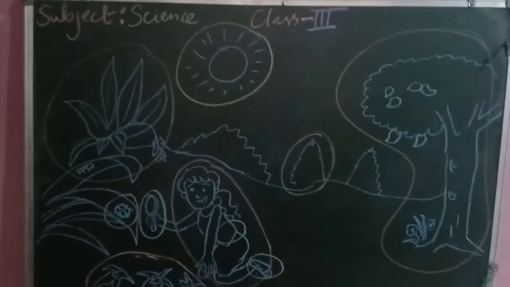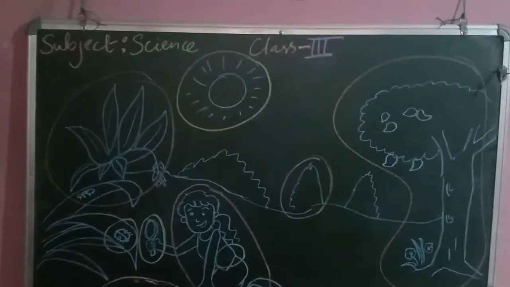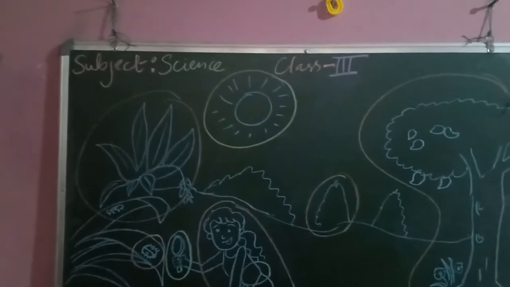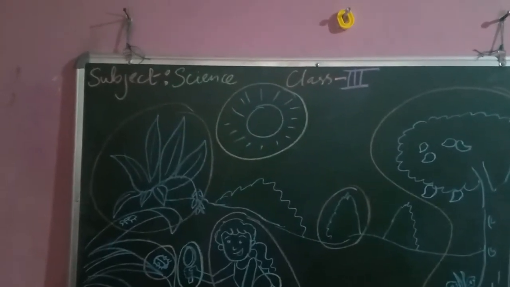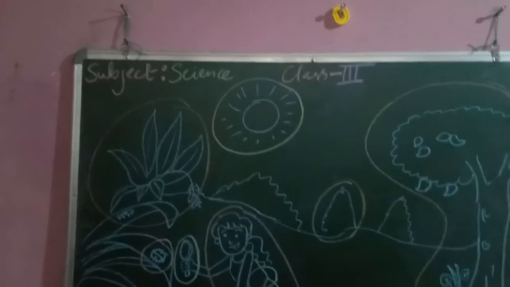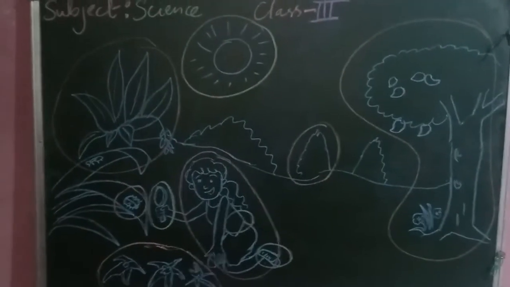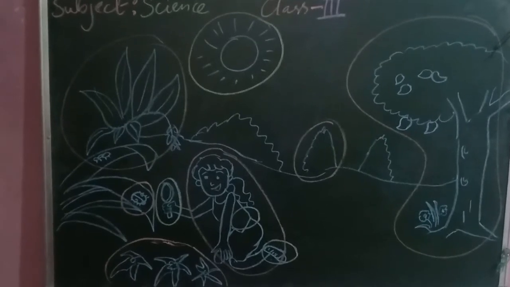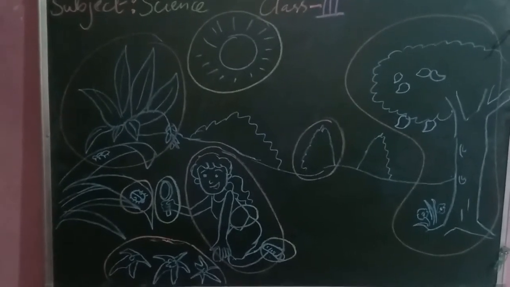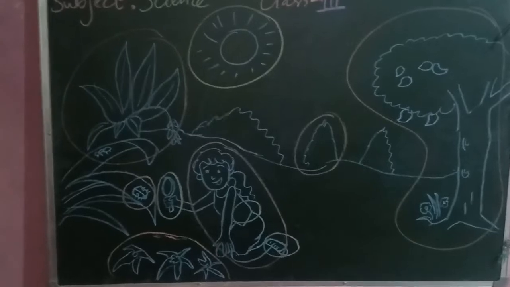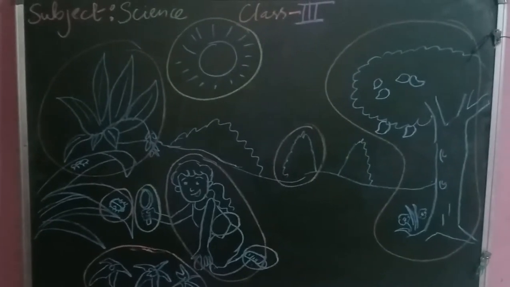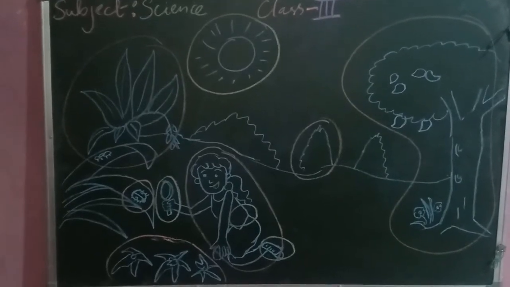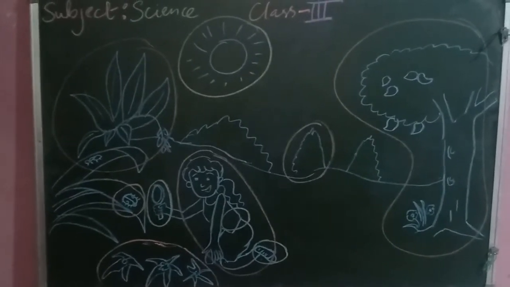In this picture we have living things like the ant, the insect, then the tree, the girl, and small plants. Apart from these, the rest of them are non-living things. The sun is also a non-living thing. The magnifying glass which she is holding is also a non-living thing. The clothes she is wearing and the shoes she is wearing are also non-living things.